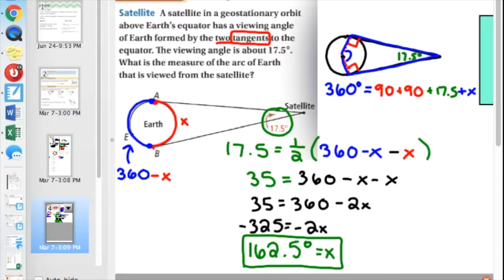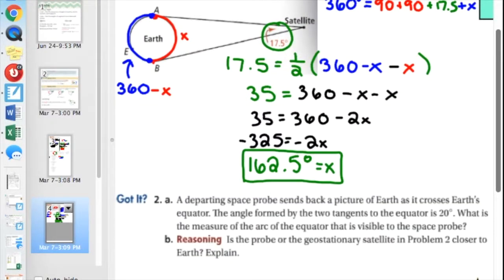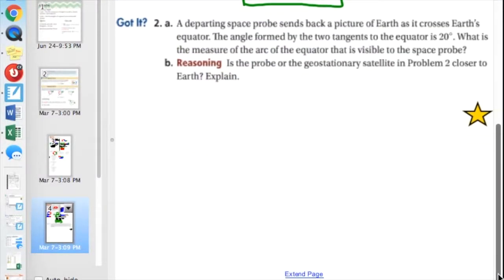Now x would be this angle right here, but notice it is a central angle, and therefore it is the same measurement as its arc across from it. So I want you to think about the fact that you have two different ways actually to approach this particular problem. So make your choice. What way would you like to go? Here's your got it.